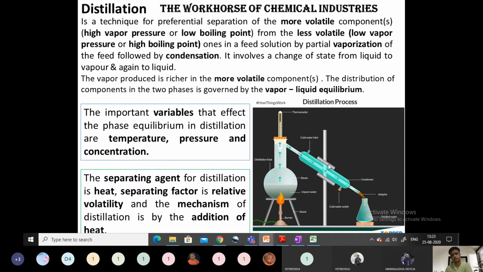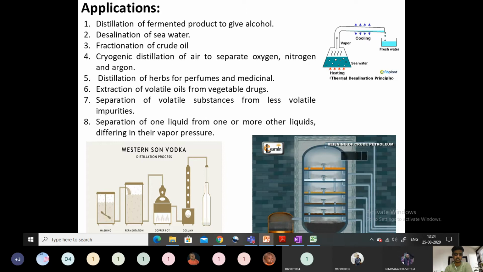So the major difference between distillation and evaporation is this: in distillation, the more volatile component will be separated from the less volatile component, whereas in evaporation, the more volatile solvent will be separated from the relatively non-volatile solute. That is the difference between evaporation and distillation.